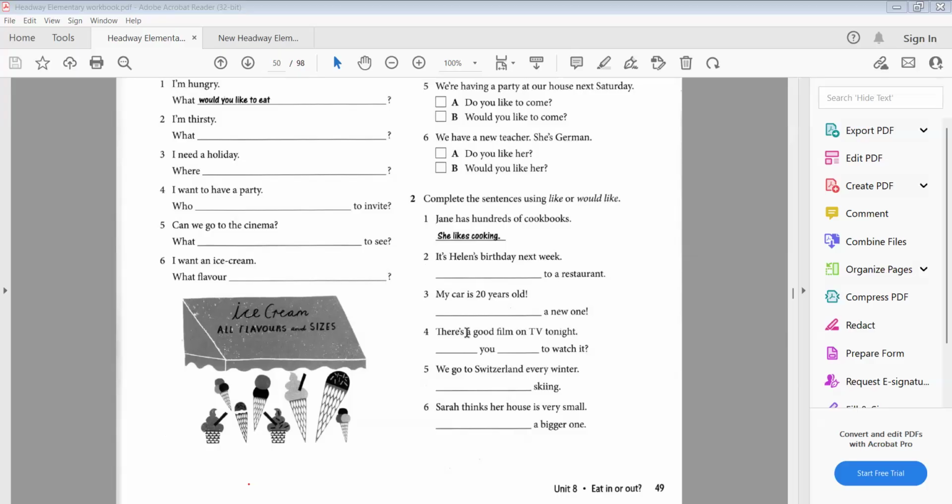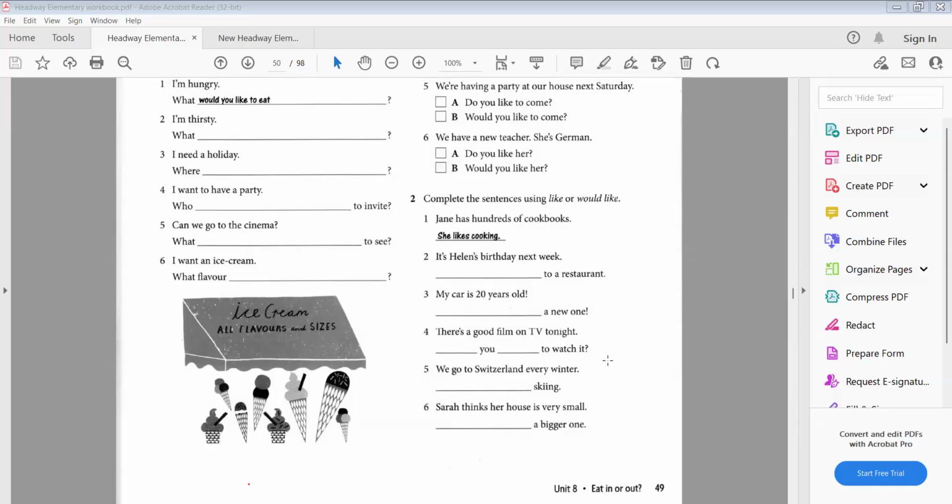Okay, so is it clear when do we use would like? Yeah, it's clear. But I want to actually have a question for number 6. I answered with she would like having, and I added a verb here, having. What did you add? She like having. Sarah thinks her house is very small.